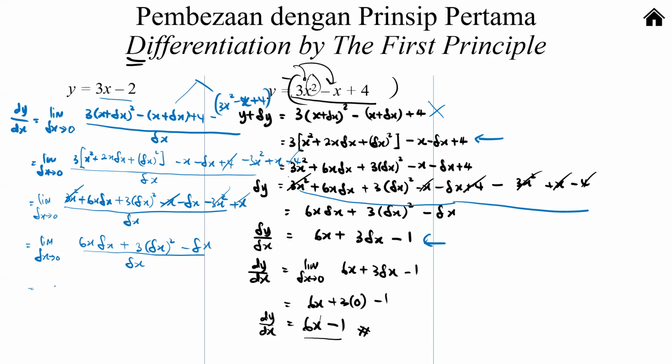Okay, then you simplify. Haven't substituted yet, yeah? Got to factorize first. So we have 6x plus 3 delta x and then minus 1. Then we put the value in, 6x minus 1. That's it. So basically the formula combines everything.